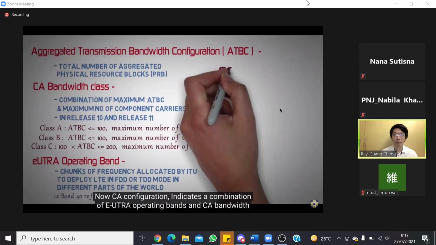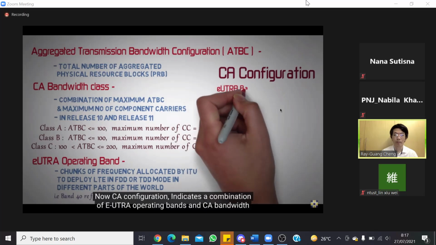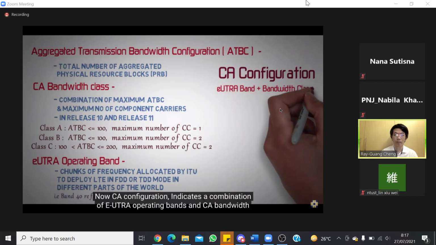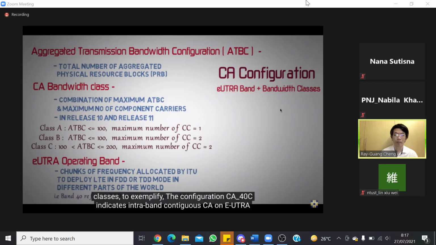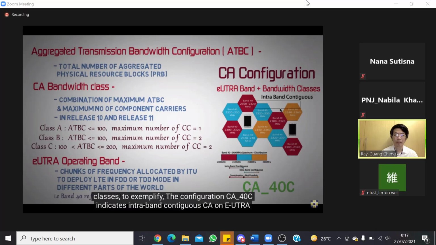Now, CA configuration indicates a combination of E-UTRAN operating bands and CA bandwidth classes. To exemplify, the configuration CA_40C indicates intra-band contiguous CA on E-UTRAN operating band 40, that is 2300 MHz, and CA bandwidth class C.